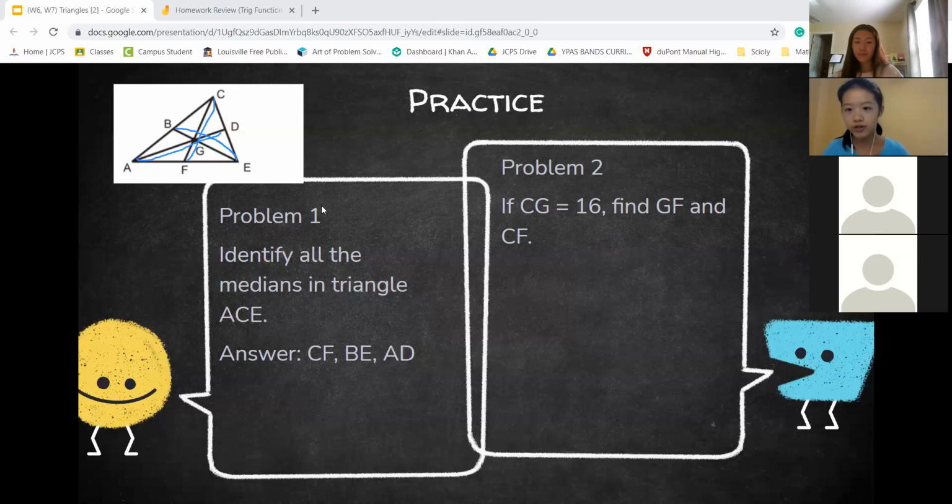Okay, so for this problem, CG is the length of the longer line segment of CF. And we know that GF is half the length of CG. So GF has to have a length of 8. And now we can just add the lengths of CG and GF to find the total length of line segment CF. So 16 plus 8 is 24.